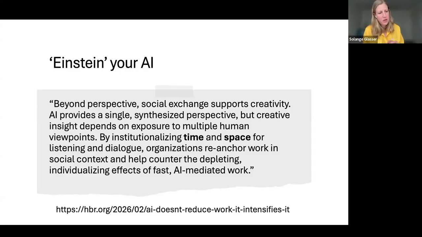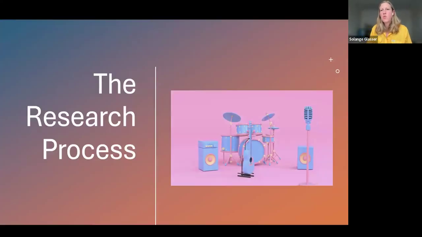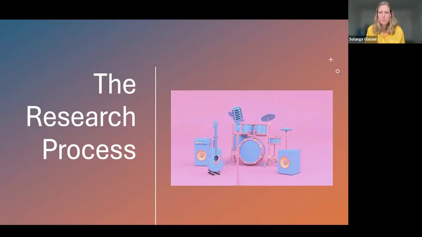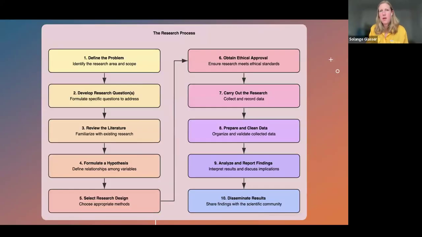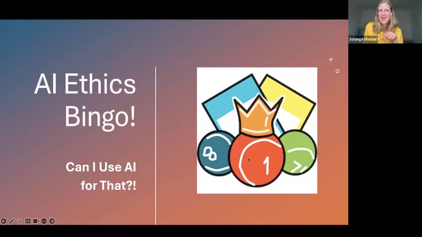So you'll remember that the last part of this discussion was around the research process. And I'd actually come up with a bit of a typical research process diagram that I just got off the internet, when we move from defining the problem all the way to disseminating the results. And I was going to play a bit of AI ethics bingo with you all, but we're not going to have time. So what I'm going to do is to stop sharing my screen now. You'll see there's my little AI ethics bingo, and we can do that at another time.